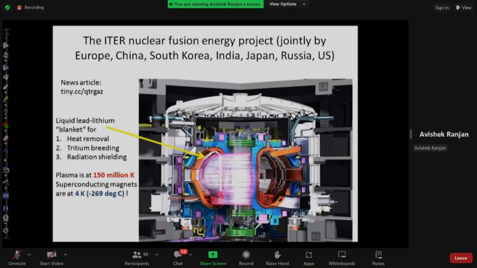It's there for cooling, so removing a huge amount of heat. Remember that plasma is very, very hot, almost like sun kind of temperature, and the magnets are almost at cryogenic temperatures. So look at the temperature gradients involved here. A lot of heat has to be removed. It also serves the purpose of breeding tritium, which is an important ingredient in nuclear fusion, and finally it also serves as a shielding material for the radiation.